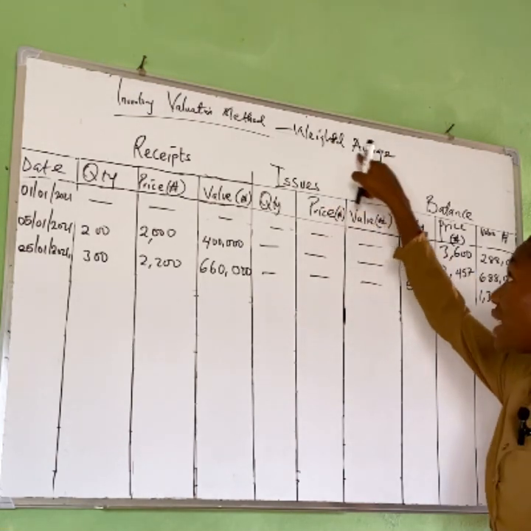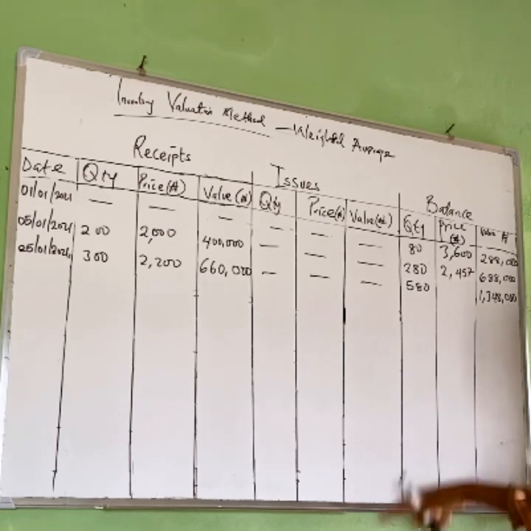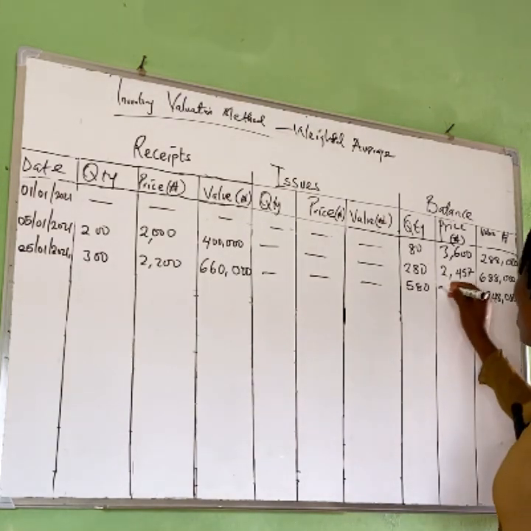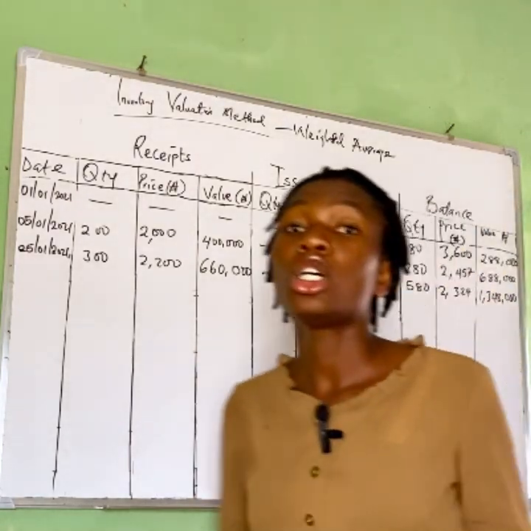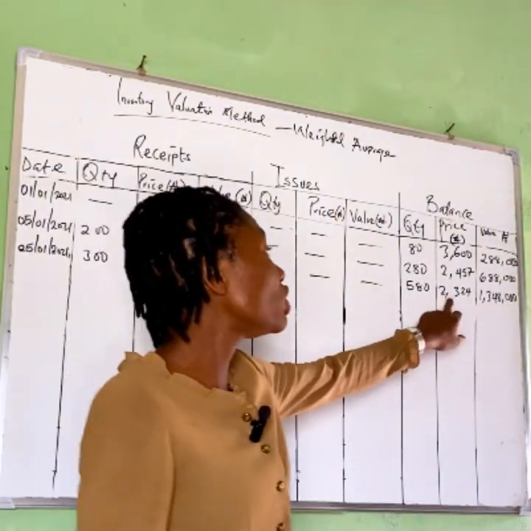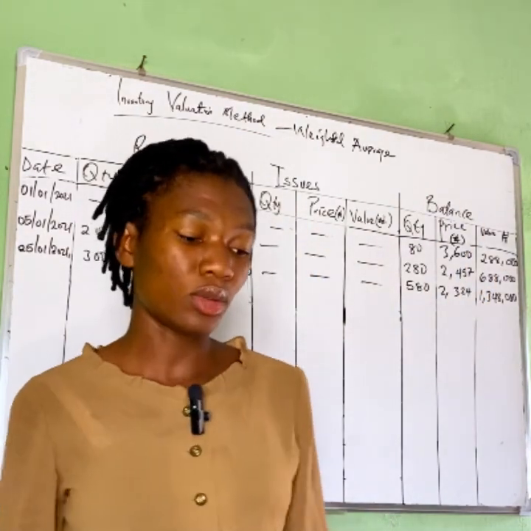That's why it is called weighted average. So every time that there is a receipt, we have to take an average. We have to take this average to know the new price per unit, giving us 2,324 naira approximately, right? So it means at this point, if we have any issue to make, we'll be using this price, all right, until there's another receipt, then we'll revalue.